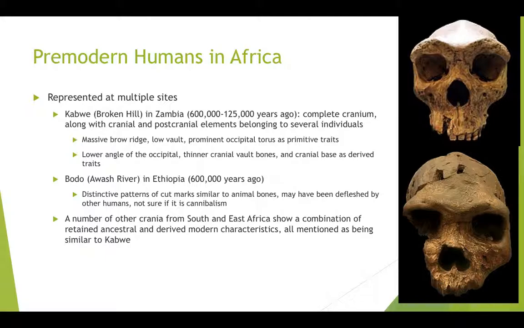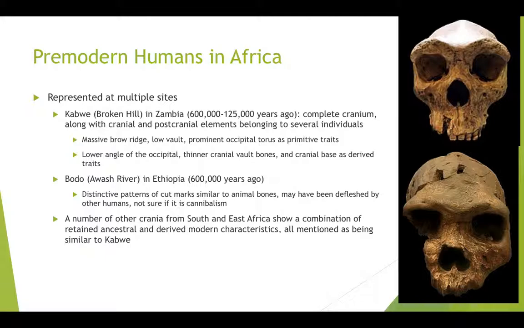We see the Kabwe skull pictured here at the top. We see a massive brow ridge. We see a low vault to the cranium, so we're not yet seeing the brain protrude very high above the top of the brow ridge. We also, if we had a side view, would see a prominent occipital torus, this oval protrusion at the back of the skull.